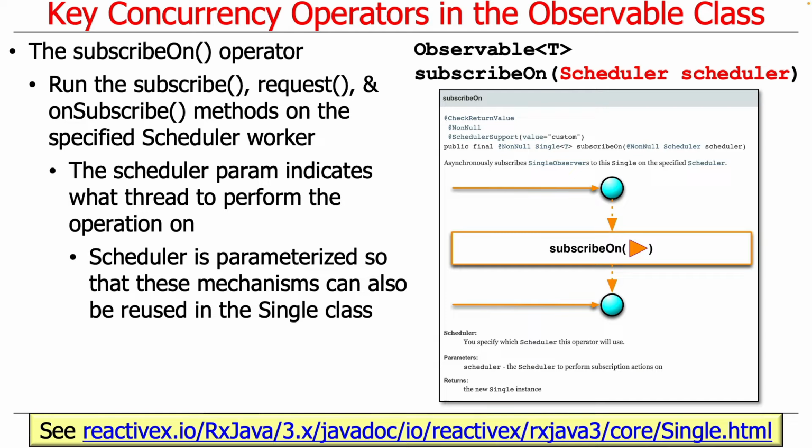And the reason why we parameterize this as opposed to baking it into the Observable class itself is this allows the scheduler mechanism to be used or reused with the Single class and other classes that are part of the RxJava family of reactive types. And so you'll see that the Single class also has a subscribeOn operator, and it's also parameterized by a scheduler. So that way we can reuse the scheduling mechanisms and have them independent of any given reactive type.